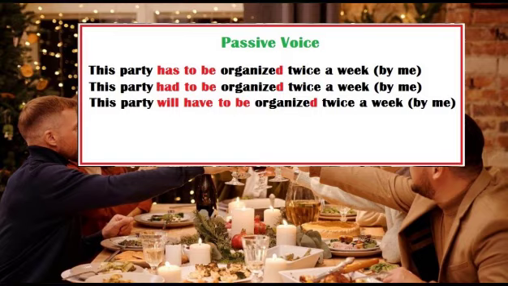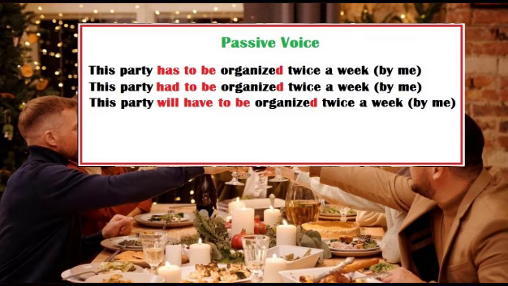Now the passive voice, you can convert them, for example, I take one sentence of active voice: I have to organize this party twice a week. So for the passive voice, you can say a party has to be organized twice a week, which is enough. You are just telling about what's being done in a week.